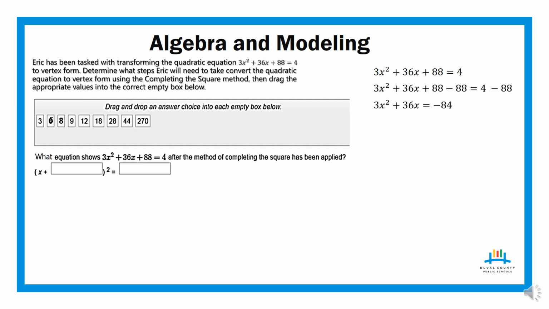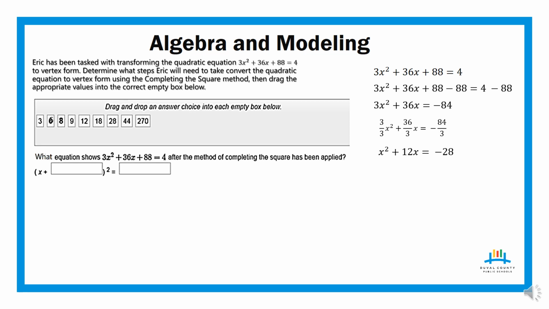Next, Eric will want to divide by the coefficient in front of x squared, the a value. When he does this, he'll want to divide all terms by 3. This will simplify his quadratic equation to be x squared plus 12x equals negative 28.